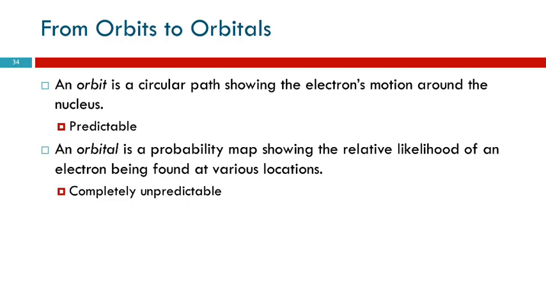So an orbit is like the planetary orbits. It's a circular or elliptical path that's predictable. An orbital is a probability map showing the relative likelihood that an electron is found within that space. It's completely unpredictable. You cannot predict where the electron is. You can predict where the Earth is going to be relative to the sun next Tuesday, because it's following a very predictable path in orbit. An orbital is not predictable.